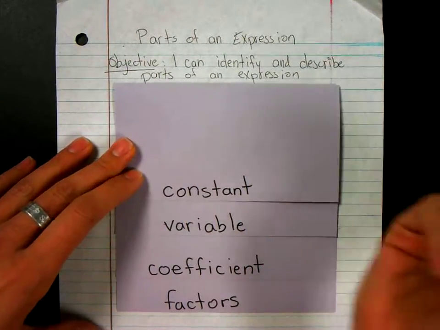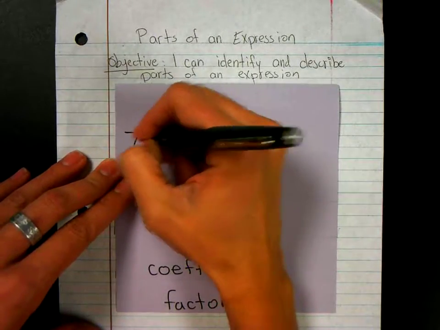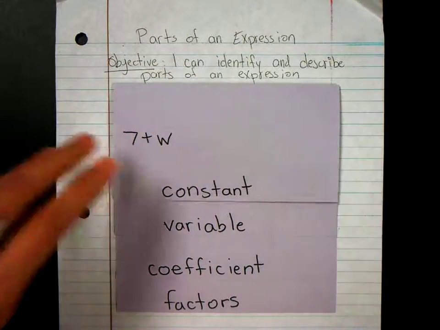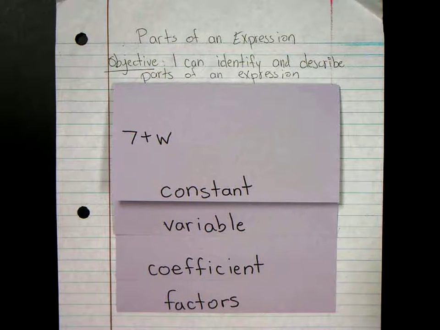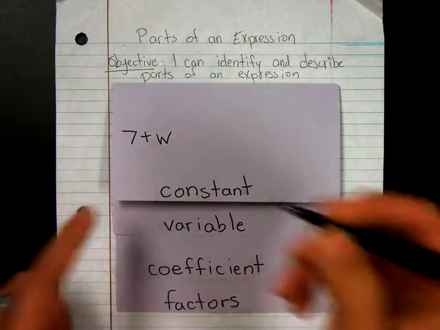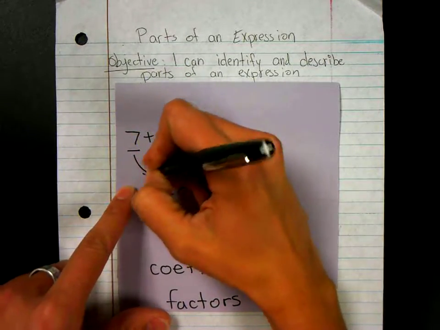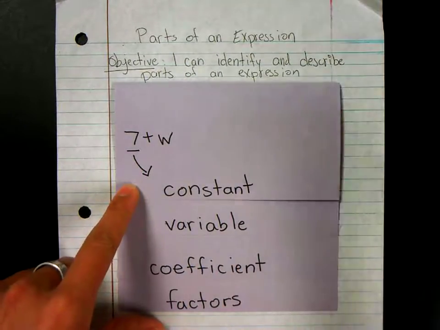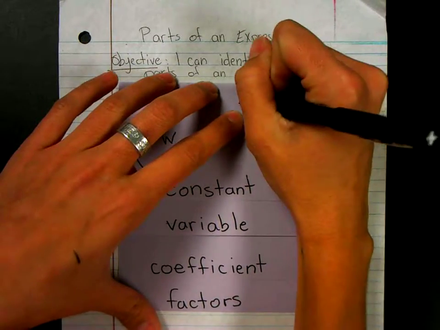When we talk about constant, the example I want to use is 7 plus W. When we talk about constants, we're talking about something that does not change. So which part of the expression here is not going to change? We know what it is. The value's not going to change. Nothing is being multiplied or divided by it. It's going to be 7. 7 is our constant. So a constant is a quantity whose value does not change.